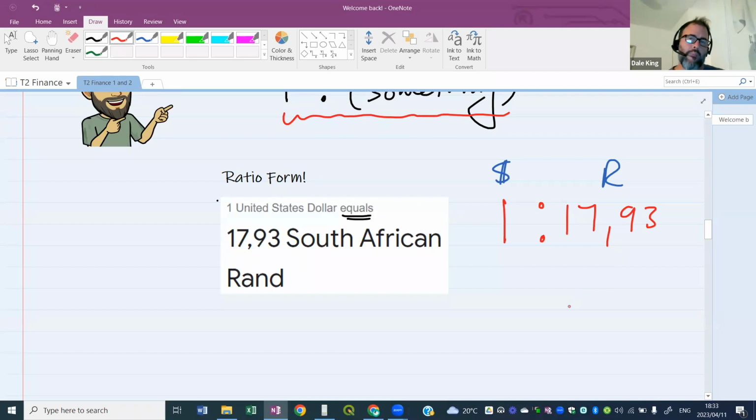Let's say I've got 150 Rand. I've collected 150 Rand together and I'm going to America. When I get there, I'm changing into US dollars. I want to know how many US dollars I have if I've got 150 Rand.